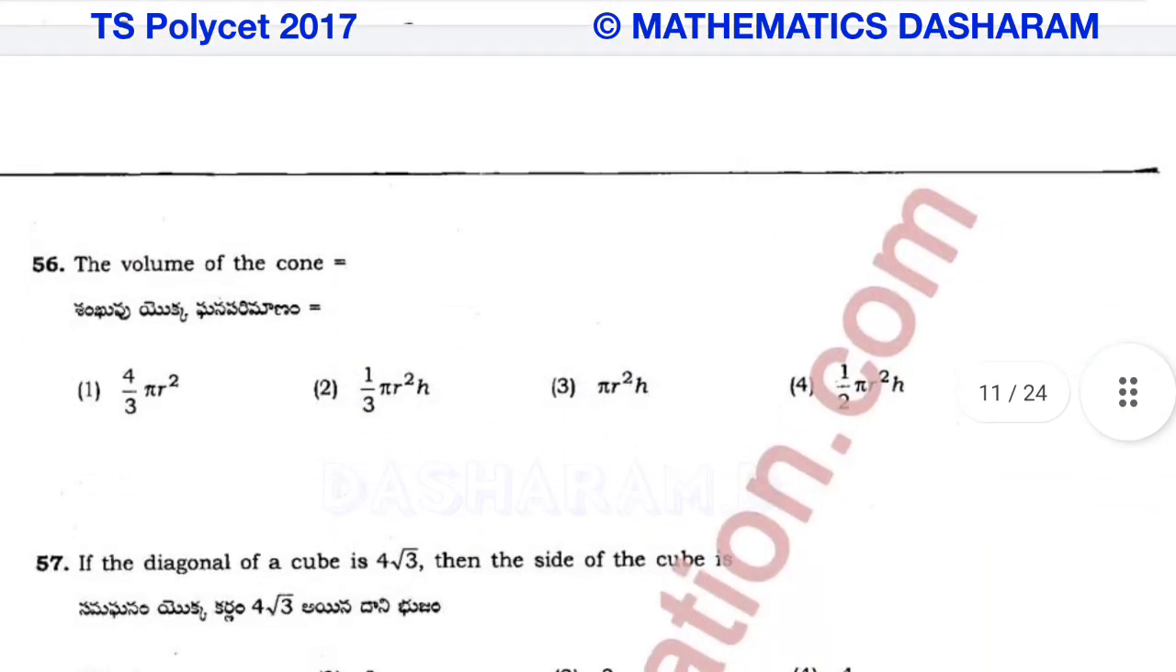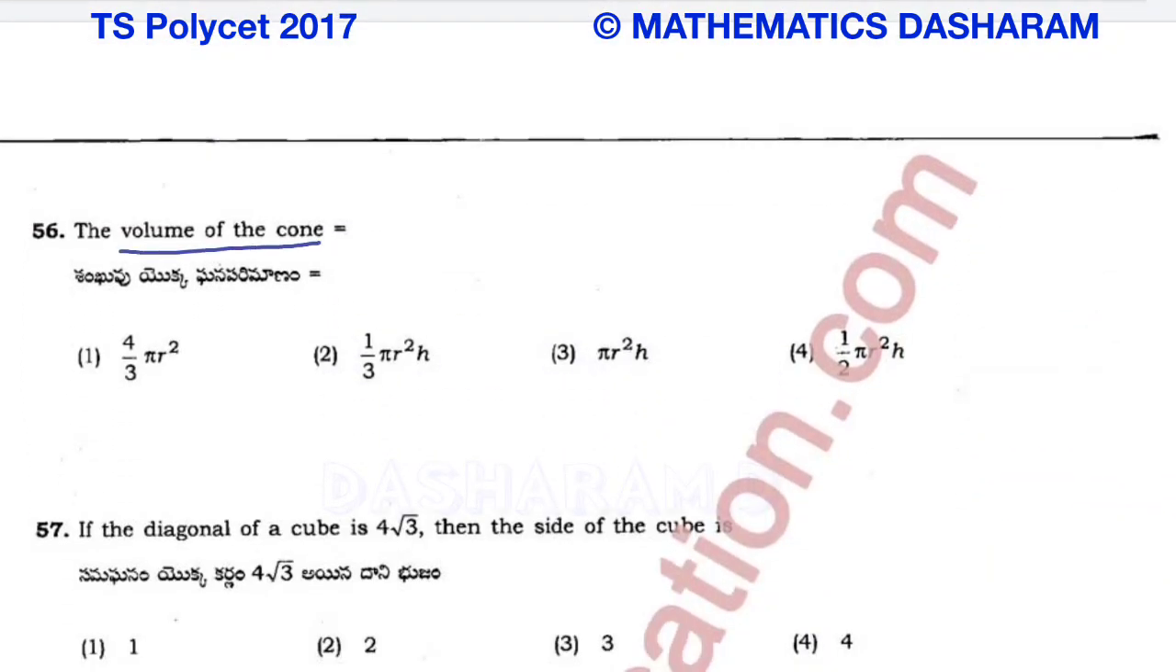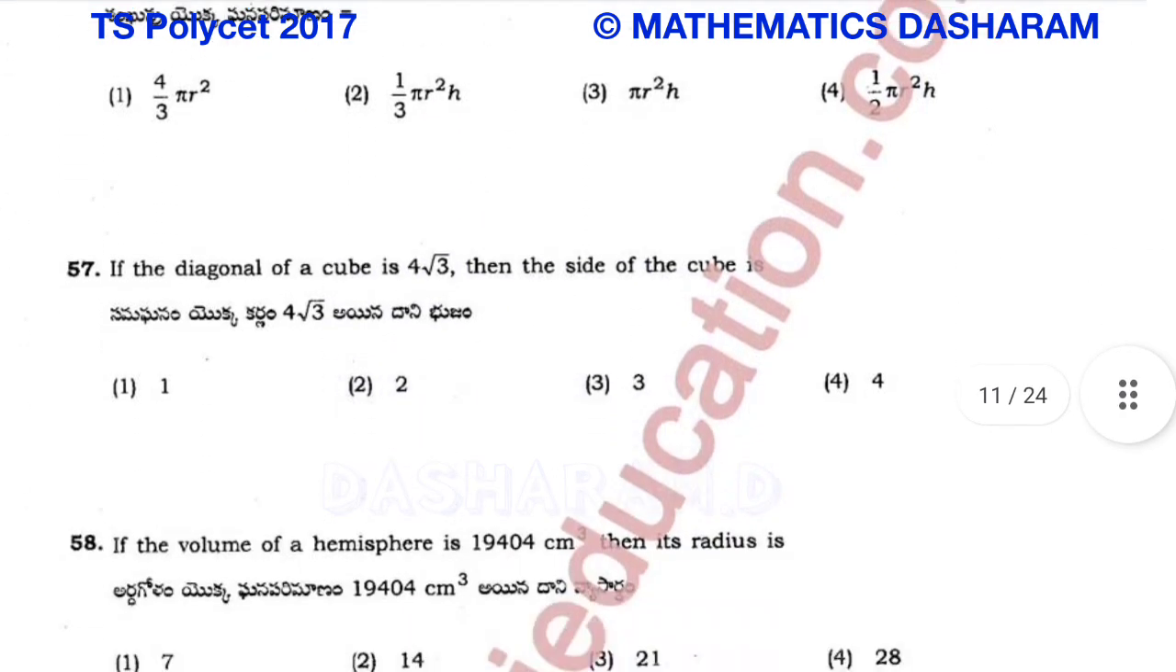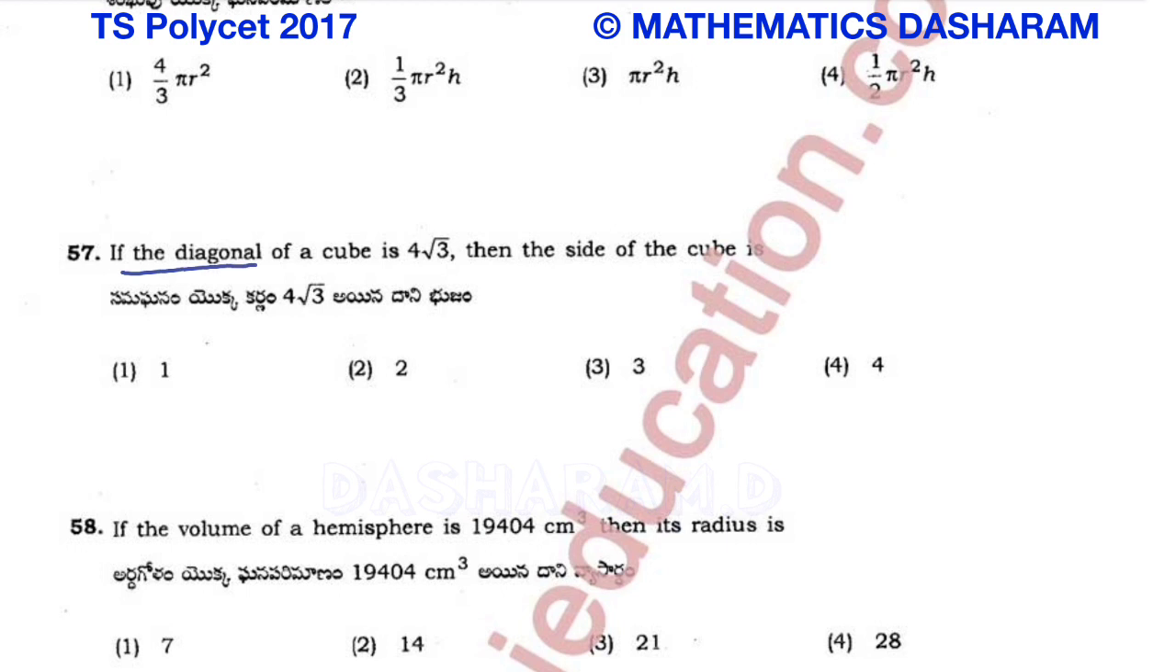Next, the 56th question. The volume of a cone is 1 by 3 pi r square h. Here r is the radius, h is the height of the cone. Next, question 57. If the diagonal of a cube is 4 root 3, then the side of the cube is.